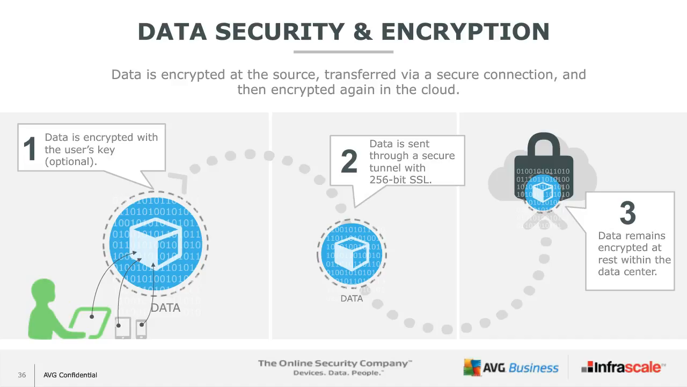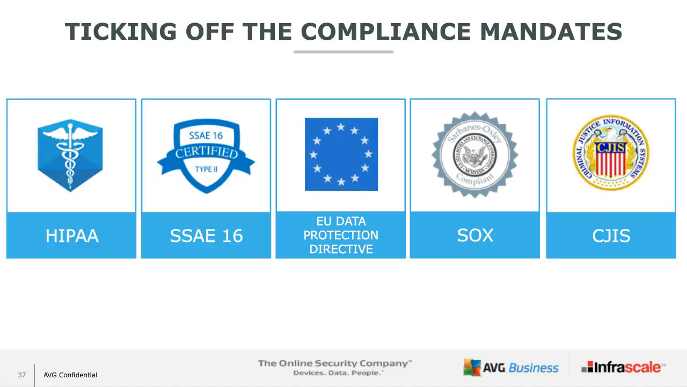Now, this means that we work with some of the most hardcore customers in the world. We have police departments all across the country. The Department of Justice is a customer. Hospitals all over the country, banks all over the country. We're HIPAA compliant. We're SSAE 16 compliant. We comply with the EU Data Protection Directive. We're Sarbanes-Oxley compliant. We can go on and on. So some very serious people in very serious lines of work trust Infrascale with their data and their systems because of the built-in security. And I dare say this is probably one of the reasons why AVG, one of the world's greatest security companies, chose Infrascale to be a partner in backup and disaster recovery.